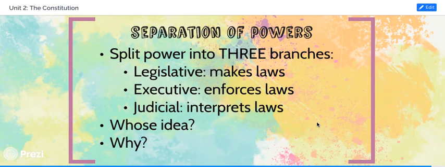So then the last one should be separation of powers, and it's split into 3 branches: the legislative, the executive, and the judicial. And you got to tell me whose idea it is and why they feel this way in the question coming up. If you said Montesquieu, so that all of them have equal power, you'd be correct.